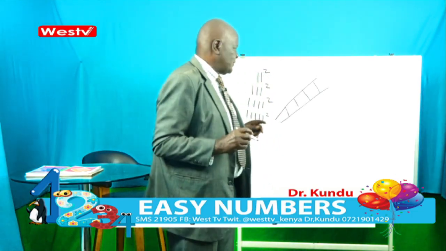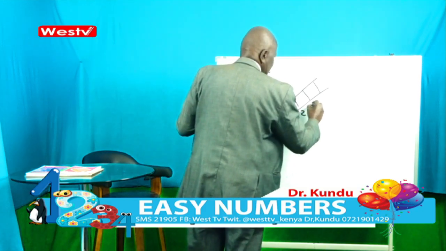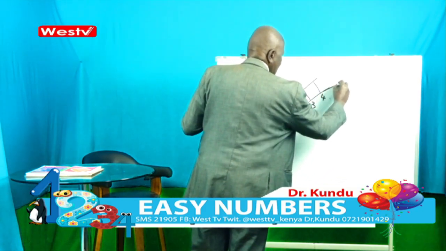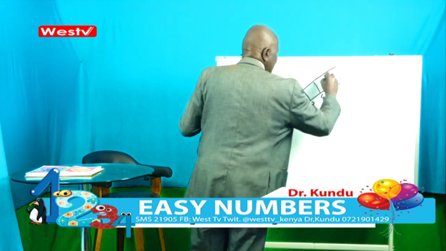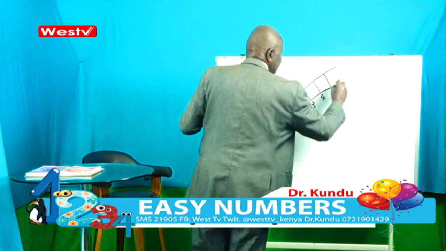Now look at this one here. This is stair 1, this is stair 2, stair 3, this is stair 4. The ladder can be even longer. This is stair 5, and that is stair 6, and so on.